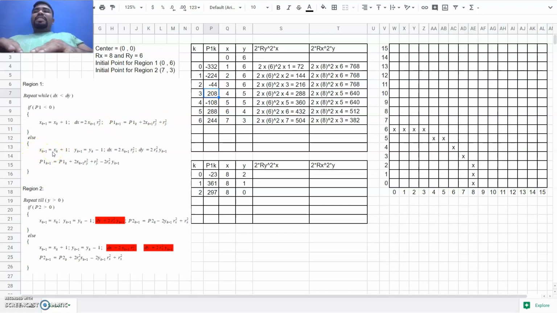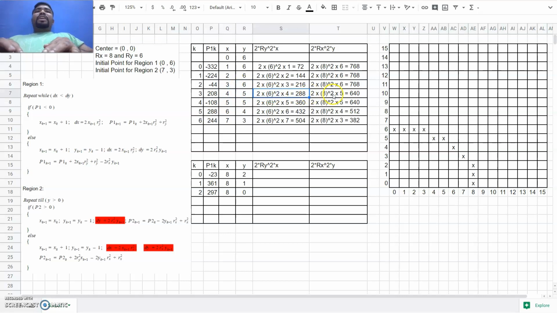In the else part, as it is positive, that means the point is lying outside the ellipse. In that case, we choose xk plus 1, but y is surely coming down, so it is yk minus 1. So you can see x has got incremented by 1, y has got decremented by 1.